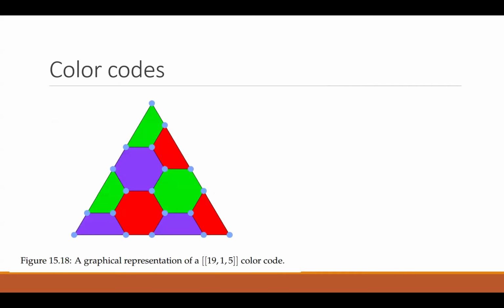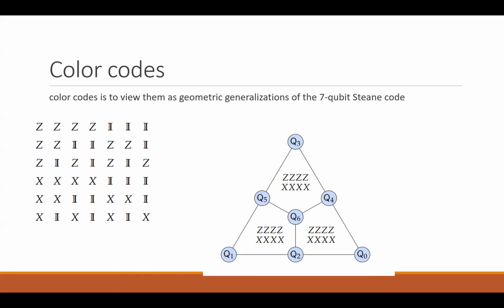Okay, and there are many more interesting other kinds of topological codes. You can just find them in quantum version 2. For example, one is called the color code.